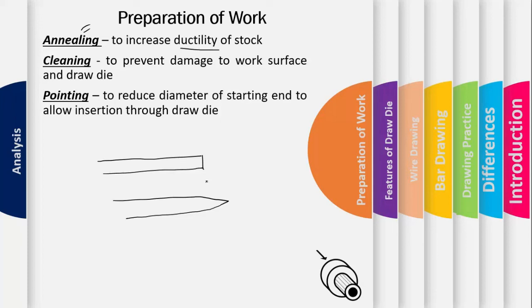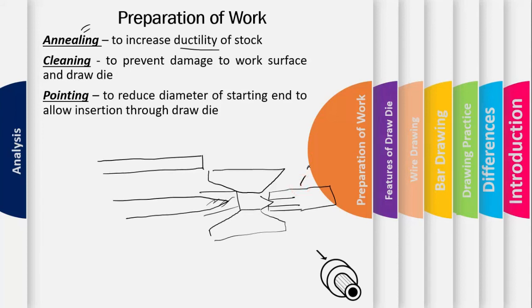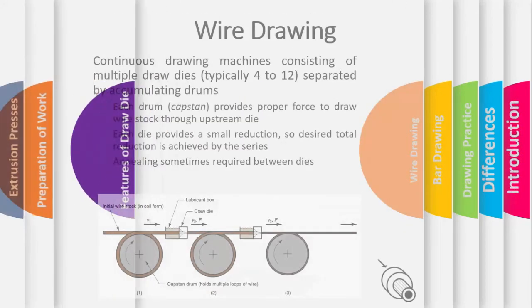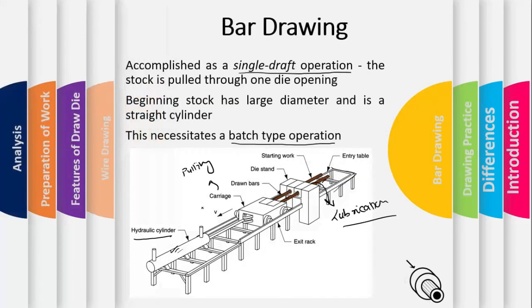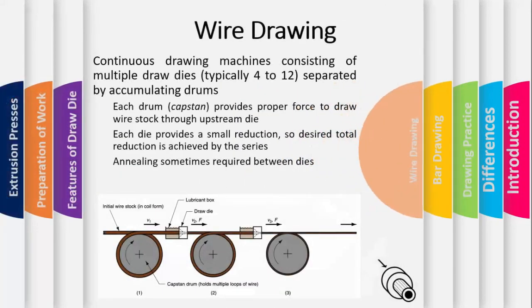So once we have the die region like this one, the wire or the bar can be easily fed into the die cavity. If we have it flat like this one, it will get stuck here, so we create a pointed end, so that once it passes through, it can be caught by the carriage and pulled, right, as we have seen in the previous slides of the wire drawing. So we simply make it pointed from the beginning and insert it into the die cavity so that the carriage can easily hold it and apply the tensile force to pull it through the die cavity.